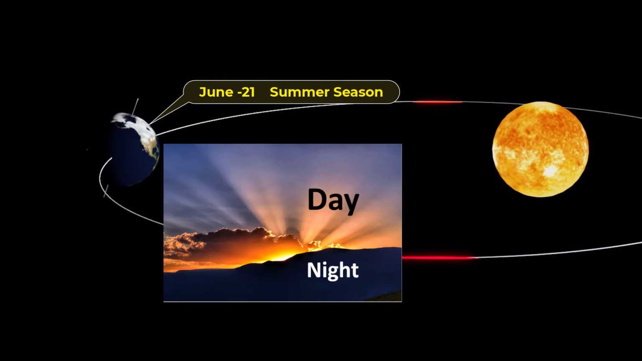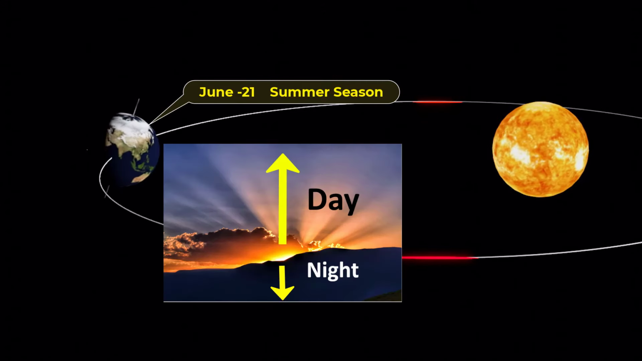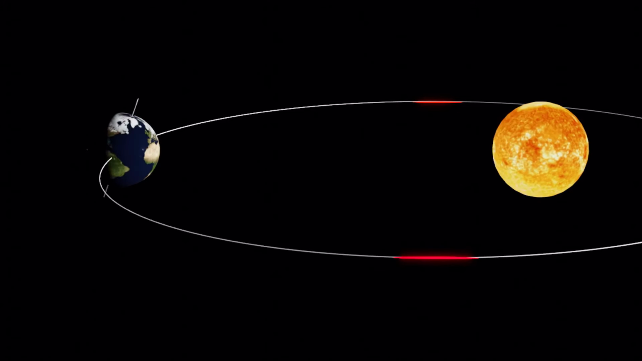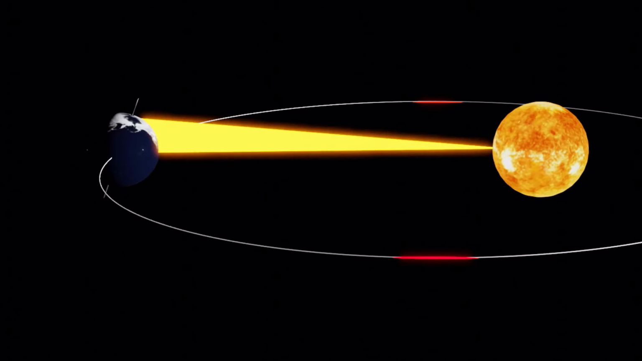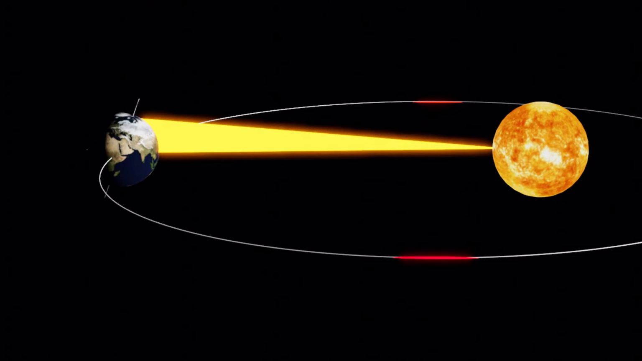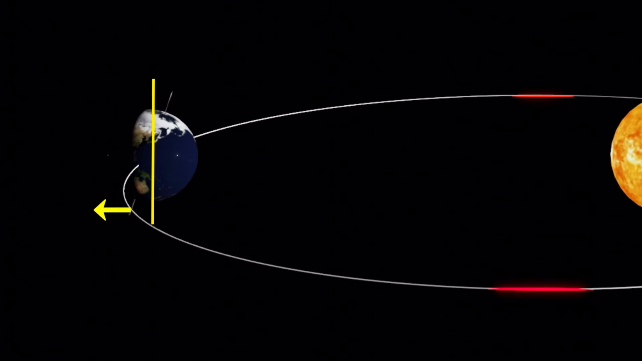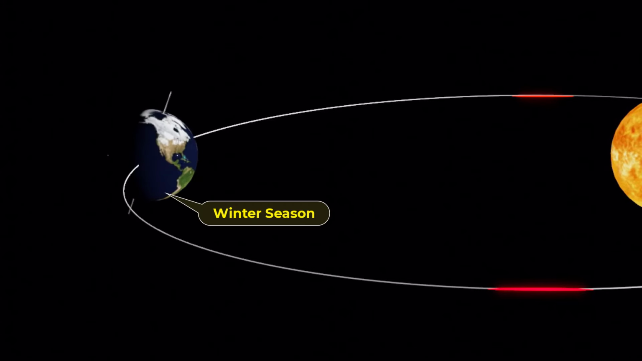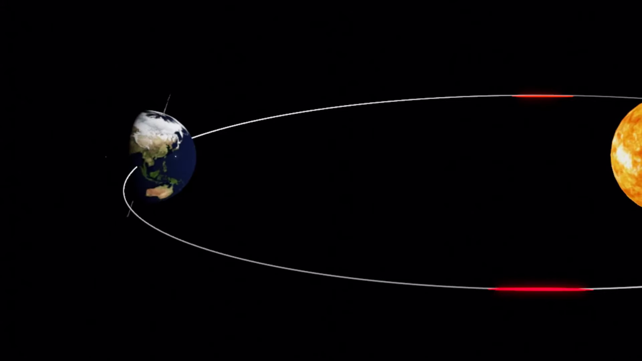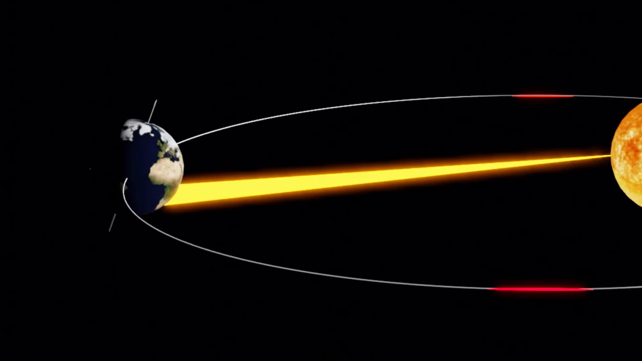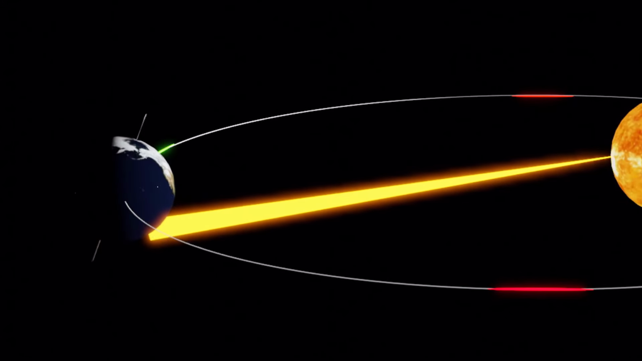This is the time when the days are the longest and the nights are the shortest. The northern hemisphere receives the maximum amount of light during this time. At the same time, the southern hemisphere reaches its maximum tilt away from the Sun, resulting in the winter season. The southern hemisphere receives the minimum amount of light during this time.